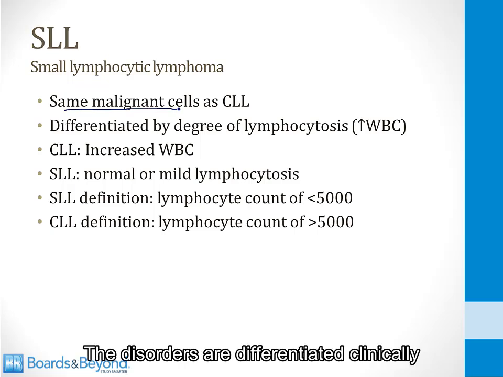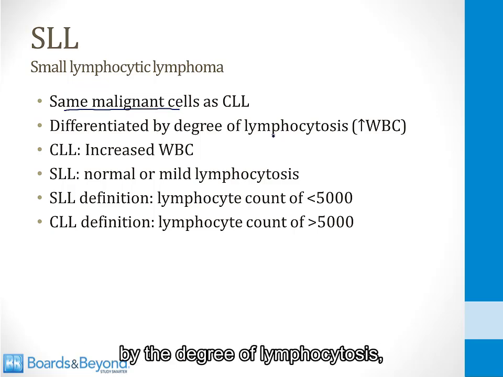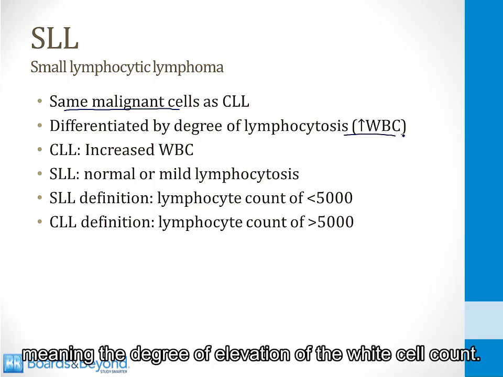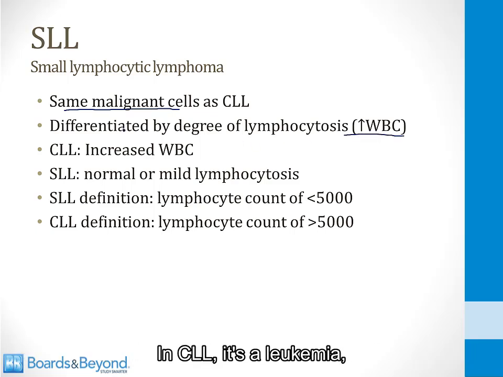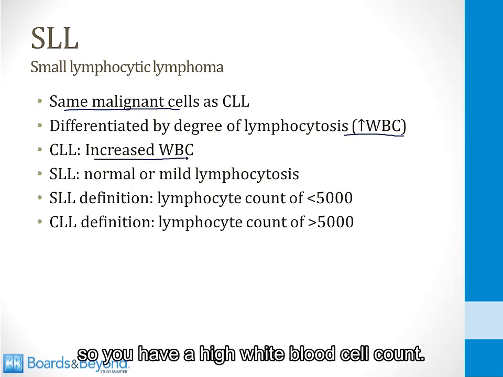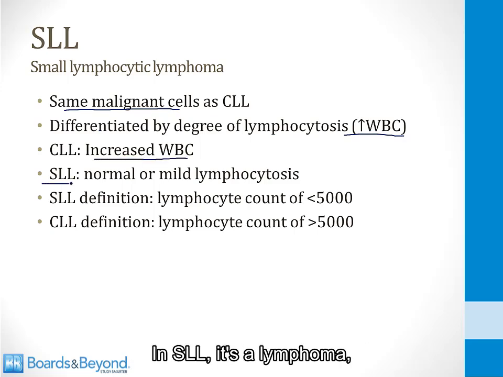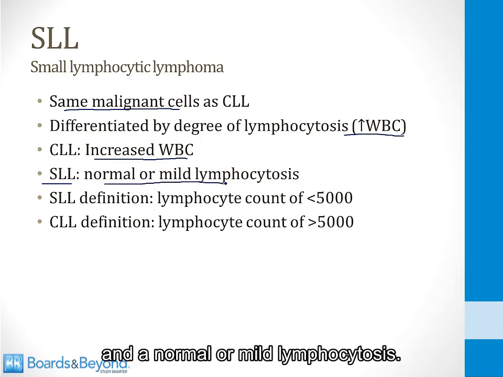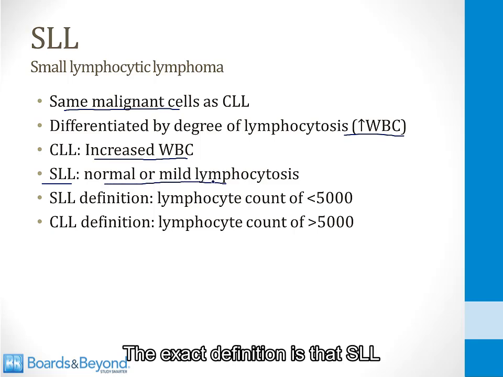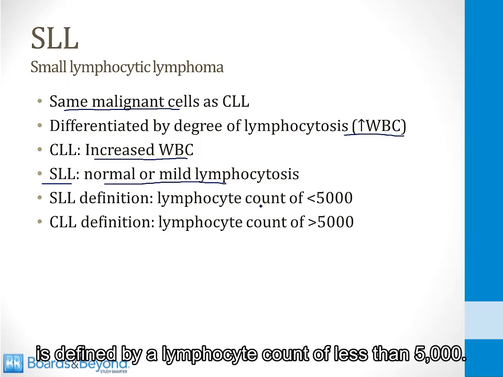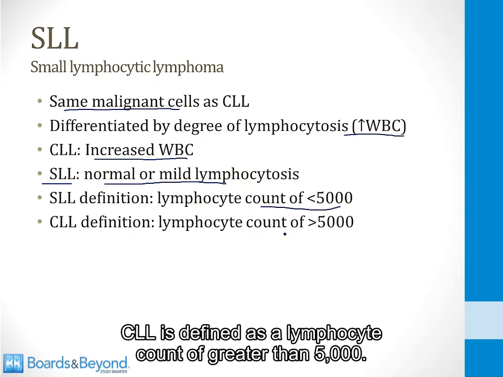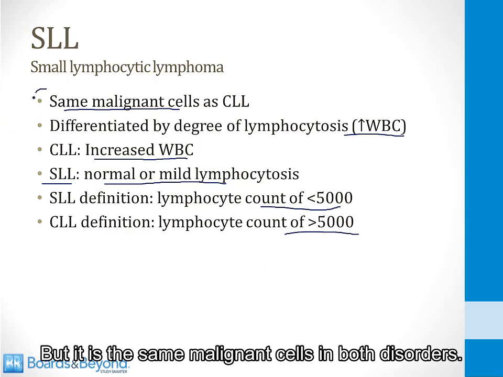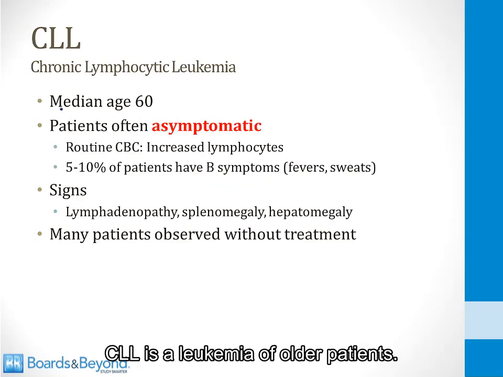The disorders are differentiated clinically by the degree of lymphocytosis, meaning the degree of elevation of the white cell count. In CLL, it's a leukemia, so you have a high white blood cell count. In SLL, it's a lymphoma, so you will have swollen lymph nodes and a normal or mild lymphocytosis. The exact definition is that SLL is defined by a lymphocyte count of less than 5,000. CLL is defined as a lymphocyte count of greater than 5,000, but it is the same malignant cells in both disorders. CLL is a leukemia of older patients.